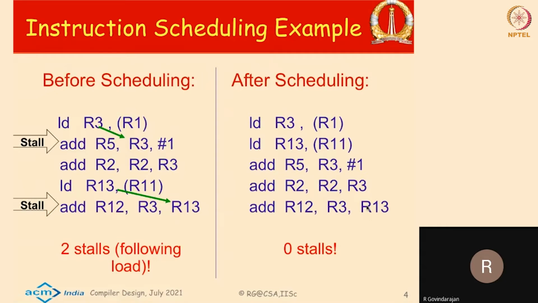So instruction scheduling is all about moving instructions, but at the same time, you have to make sure that the dependencies between instructions are always maintained. Particularly the true dependence between this R13 and this R13 is maintained. Similarly, this dependence between R3 and R3 is maintained. If you have other forms of dependencies like output dependence or anti-dependence, they also should not be violated.